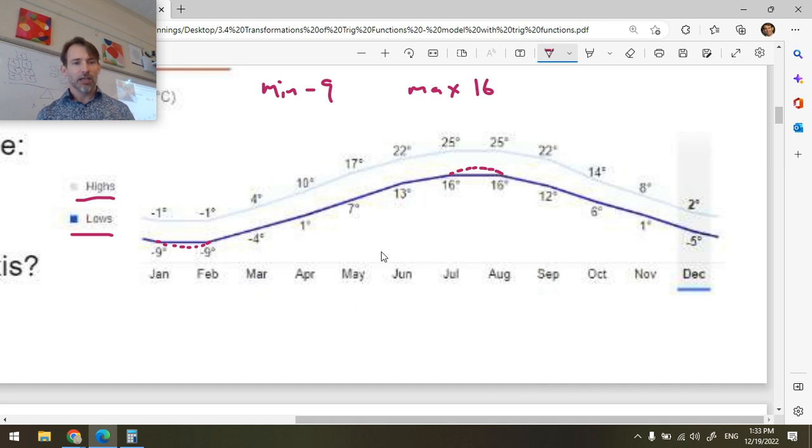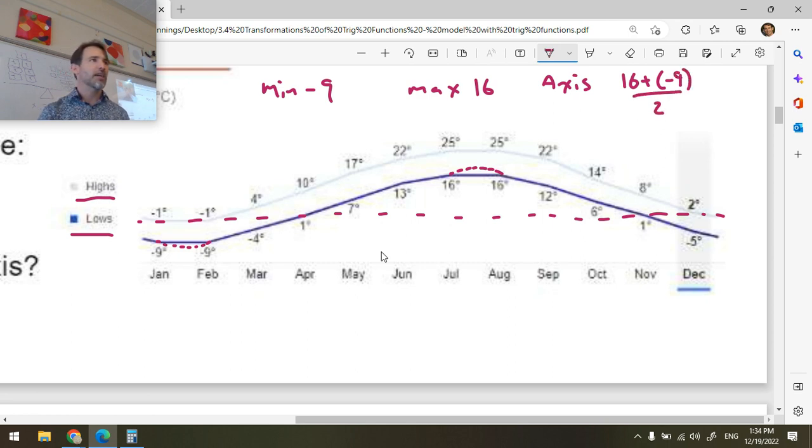Visually, it looks like somewhere in here should be our axis. Well, let's calculate what it is. We find the average of those two. So we're going to do 16 plus negative 9 and divide by 2. 16 plus negative 9 happens to be 7, and 7 divided by 2 is 3.5. So that would be our axis, y equals 3.5.